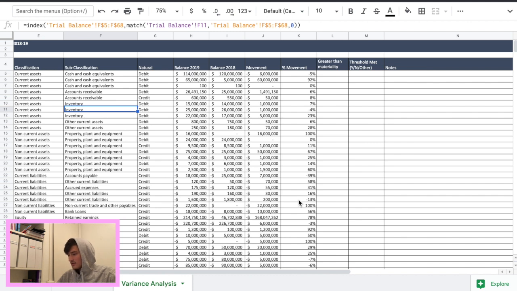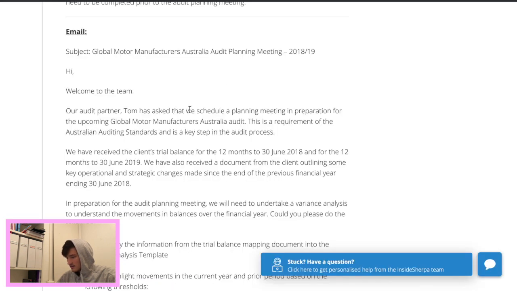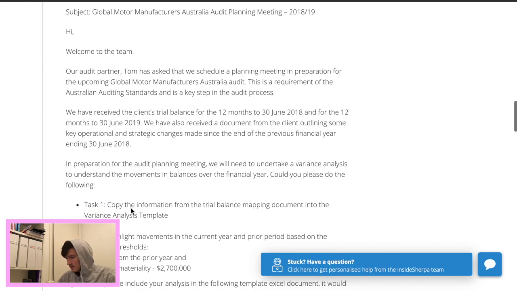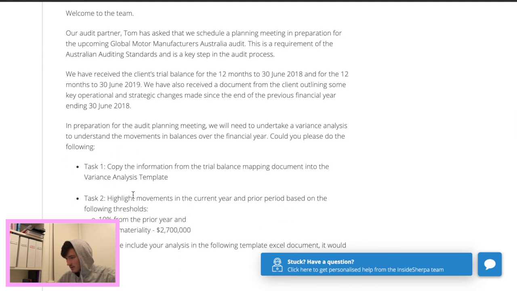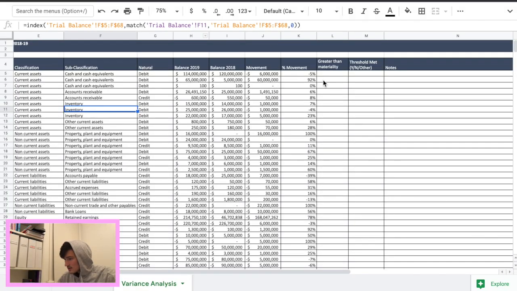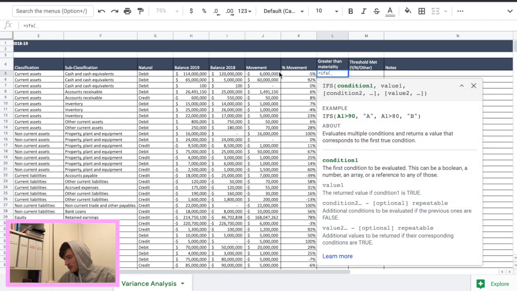All right, so with task number 2, we have to complete the other 2 columns. Let's see what we have. So we're given information about highlighting movements based on the following thresholds. All right, so we have 10% and 2.7 million. So, okay, you can obviously go through and highlight it yourself, but again, it's not scalable, and I think if we use a formula, it should work.